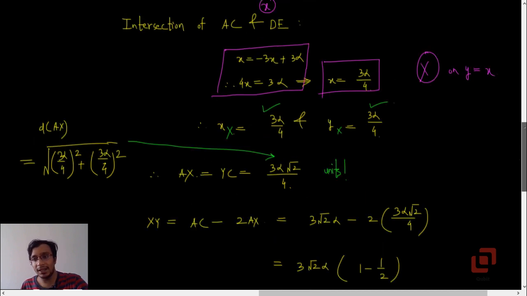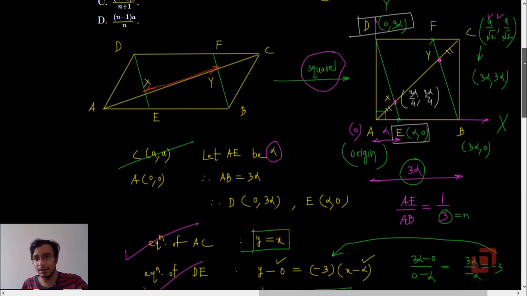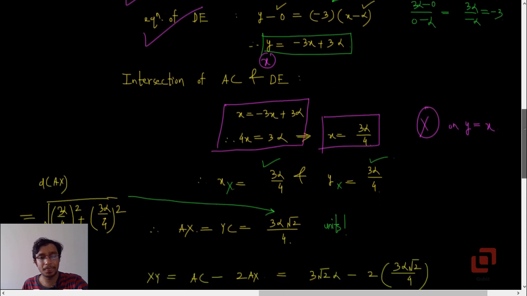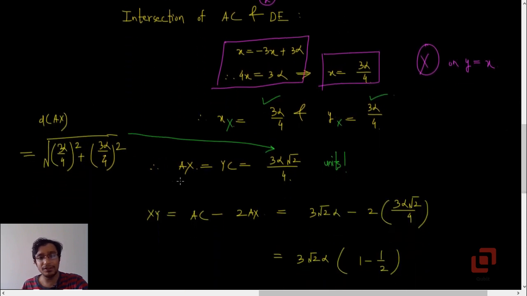Now once we get AX, we can easily get CY by similar arguments. In fact, you can prove that AX and CY are congruent. So once we get the lengths of AX and YC, which are 3 alpha root 2 upon 4 each, then can we determine the length of XY? Yes. See, if this is the diagonal of the parallelogram, in our case square, this is AX and this is CY.